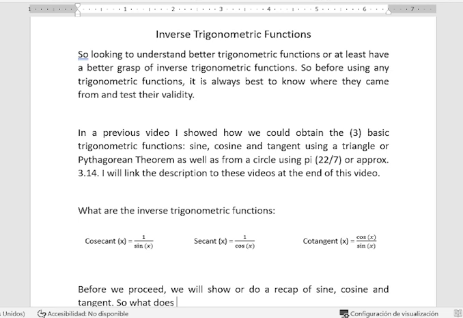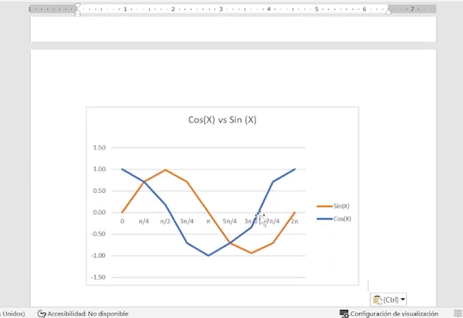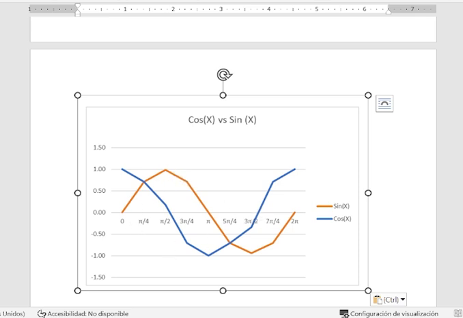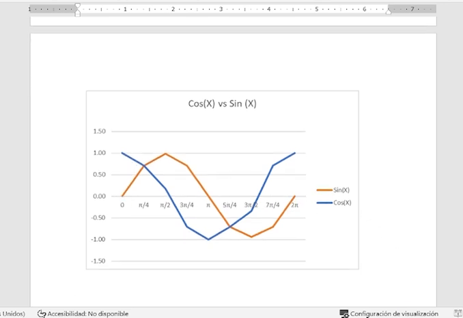So what do cosine and sine look like? They look as follows. From 0 to 2 pi, this is what cosine and sine look like. Sine is the orange line, which starts at 0, and cosine is the blue line, which starts at 1. And this is what they look like from 0 to 2 pi. This graph is in radians.